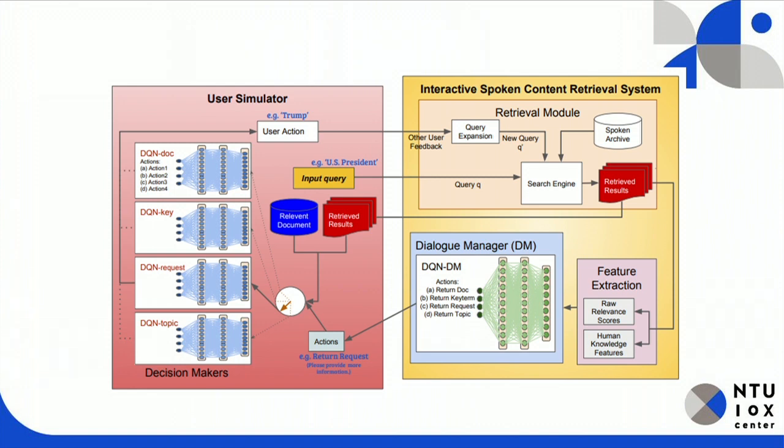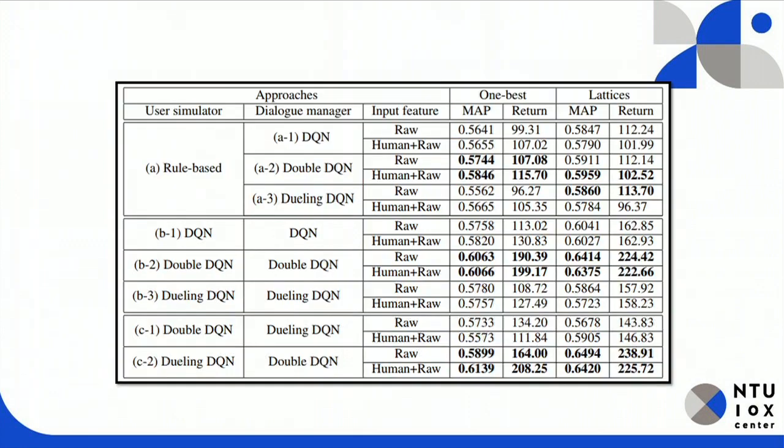This figure is kind of complicated. In this figure, I just want to say that at the right-hand side, this is a dialog system, and at the left-hand side, we have a user simulator. Both of them are neural networks, and they are learned from the interaction. And here we apply this technology to interactive spoken content retrieval. This machine can help the user pick the desired content from a large spoken database. And this is the result we can obtain.